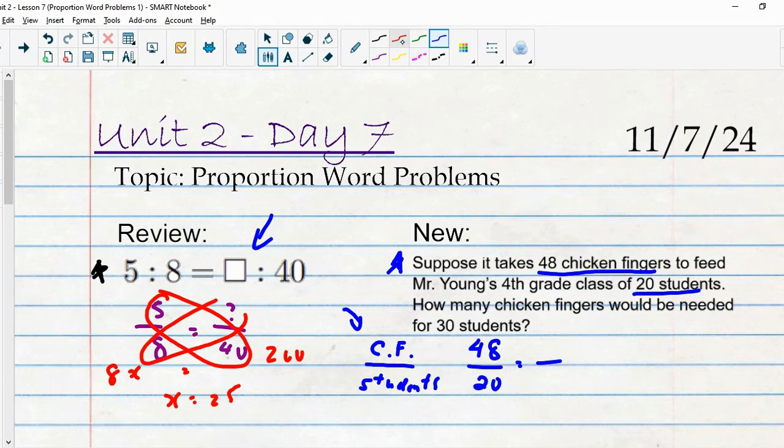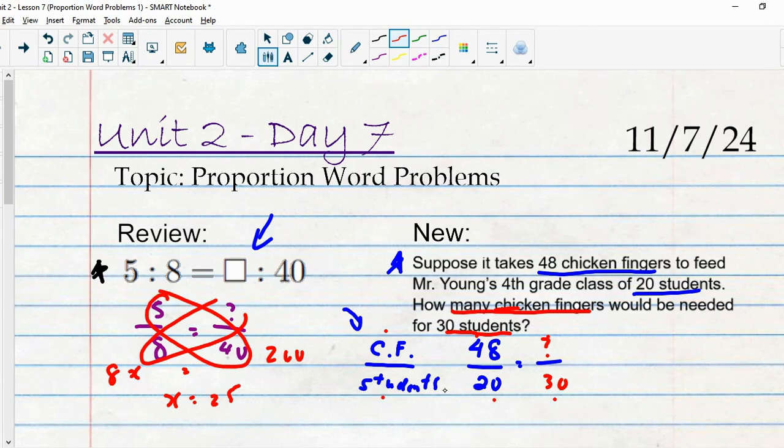Right, now I'm going to change the color so you can see a little better. So how many chicken fingers? Put a question mark here. You can use a letter if you want. So, all right, let's stick with a question mark for now. How many chicken fingers would it take to feed 30 students? So 30 students goes on the bottom.